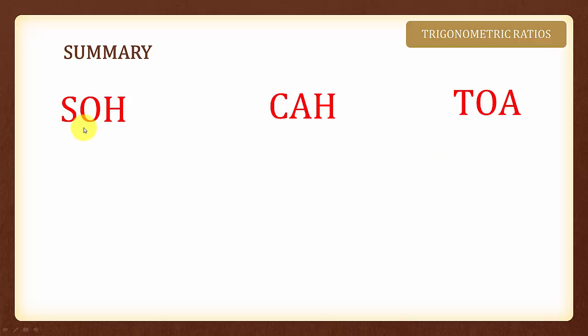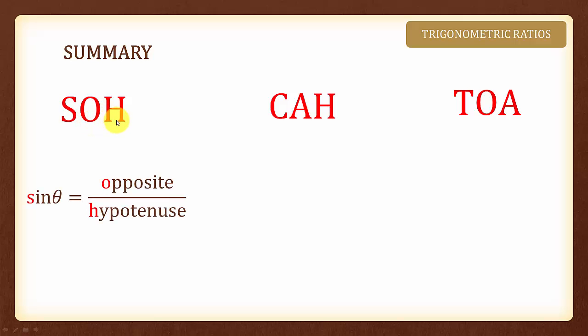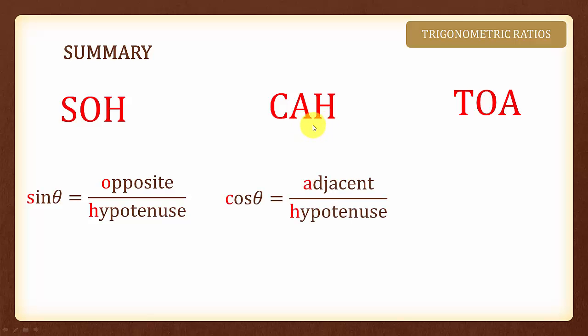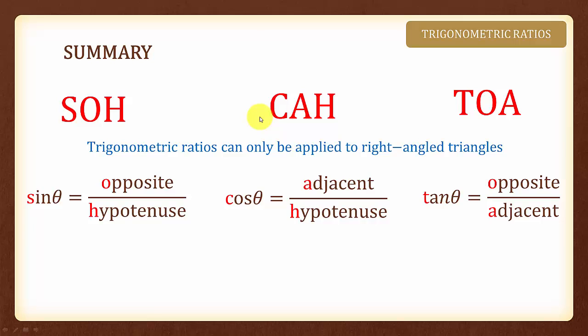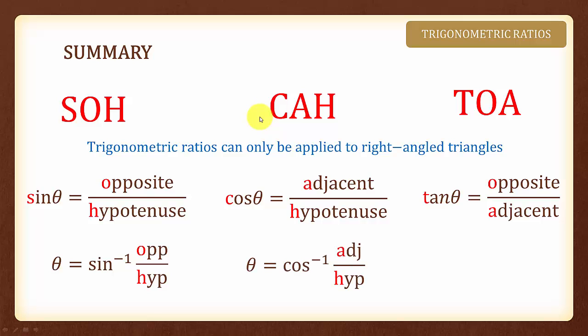In summary, the acronym SOHCAHTOA can help us to remember the trigonometric ratios, which are sine theta equals opposite over hypotenuse, cosine theta equals adjacent over hypotenuse, and tangent theta equals opposite over adjacent. Once again, trigonometric ratios can only be applied to right-angled triangles. And in order to find theta here, we need to take the inverse sine on both sides to give us theta equals the inverse sine of opposite over hypotenuse, and likewise for cosine and tangent.